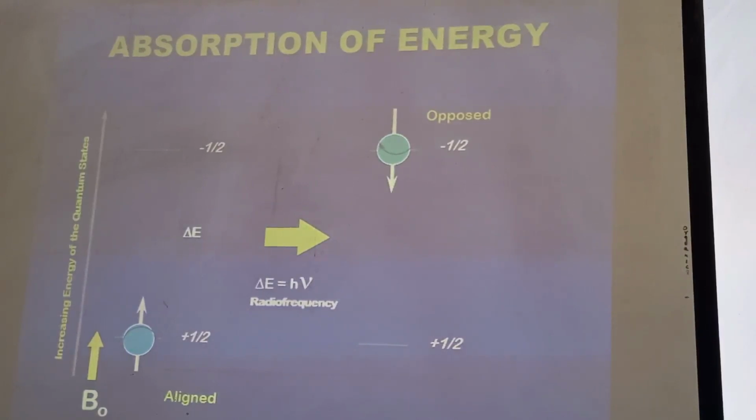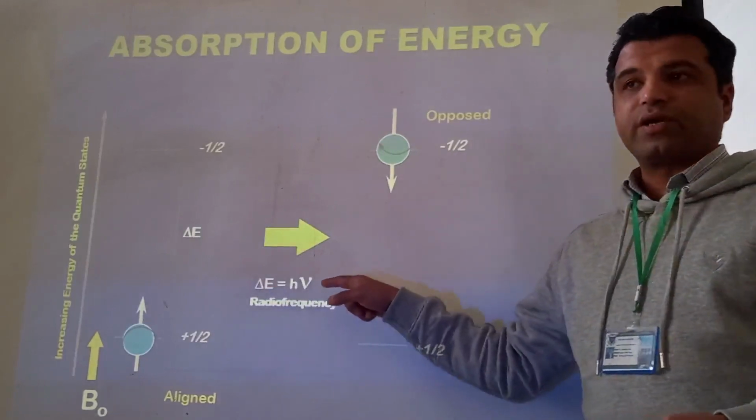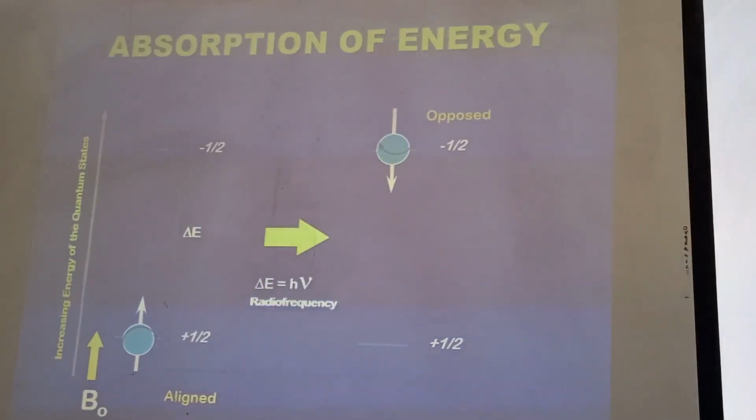So if del E is higher, you have to provide a more energetic radio frequency. Right? From this equation, you know that del E is directly proportional to the radio frequency. So you have to provide radiation that has exactly the same frequency or energy that is equal to del E.